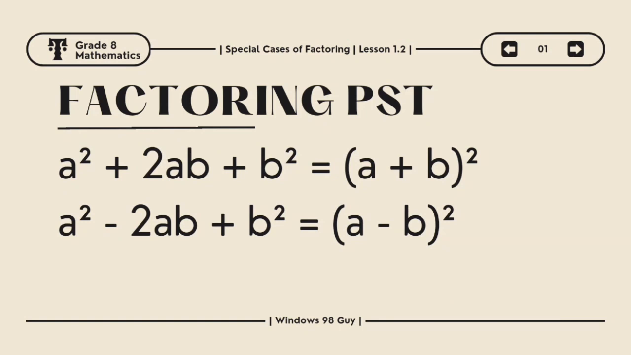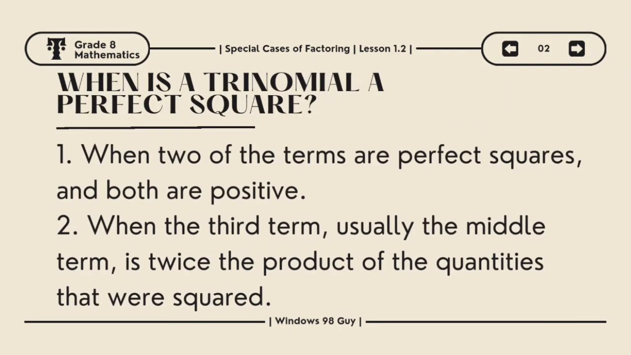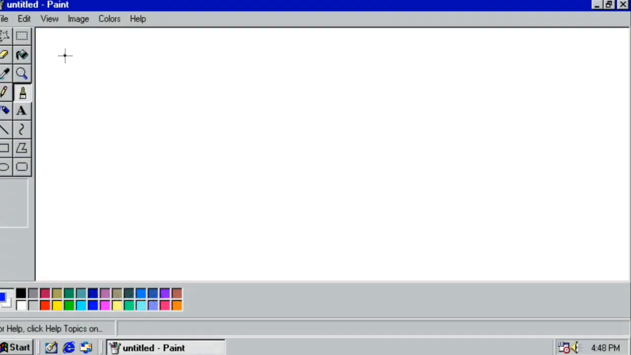So when is a trinomial a perfect square? So first, when two of the terms are perfect squares and both are positive, which is you have two terms and both are positive. Then the second one is when the third term, or usually the middle term, is twice the product of the quantities that were squared. So let's have an example here.